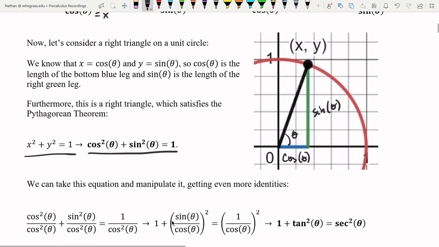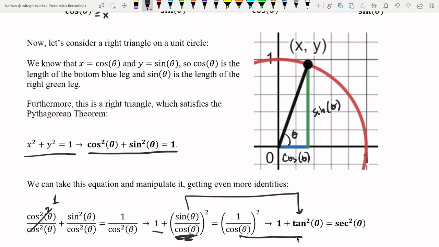We can take this equation, and first I'm going to divide everything by cosine squared. If I do that, this of course just goes to 1. This becomes sine squared over cosine squared, and this one becomes 1 over cosine squared. So we have 1 here. I can take the square out of both and put it over the entirety. This is tangent, and 1 over cosine is secant. So instead of cosine squared plus sine squared equals 1, we now have 1 plus tangent squared equals secant squared. That was when we divided by cosine squared on everything.